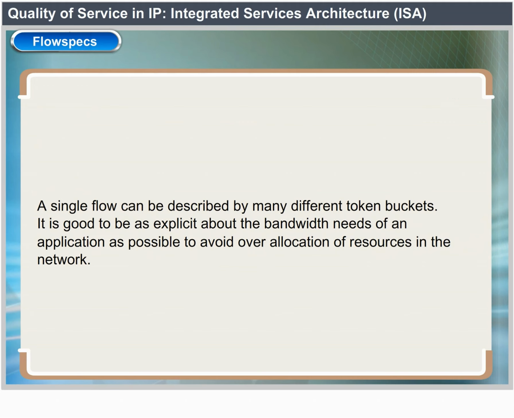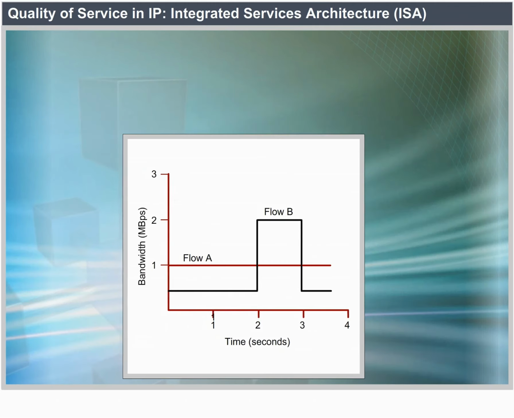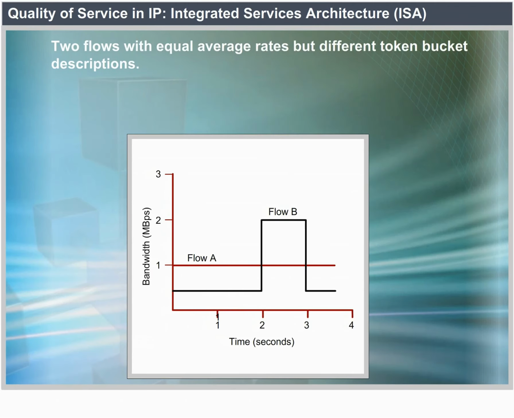Figure: two flows with equal average rates but different token bucket descriptions.